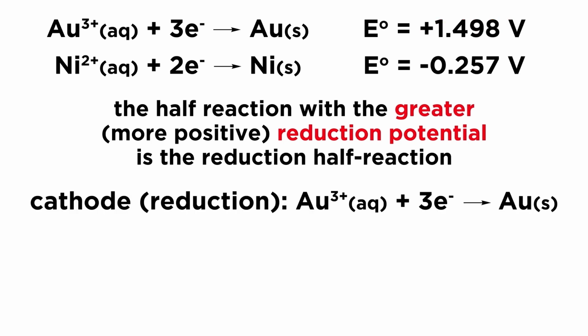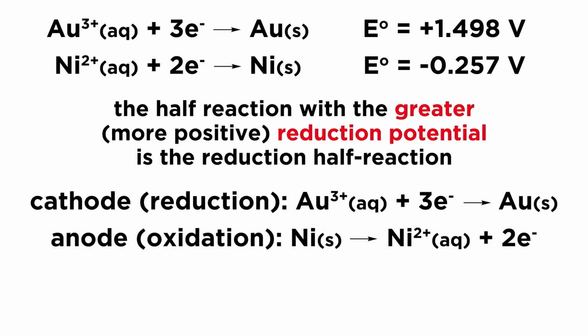So gold, being the more positive value, is the one that will be reduced, so this is the reduction half reaction. Meanwhile, nickel must therefore be oxidized, so this is the oxidation half reaction. This also means that gold will be the cathode and nickel will be the anode.